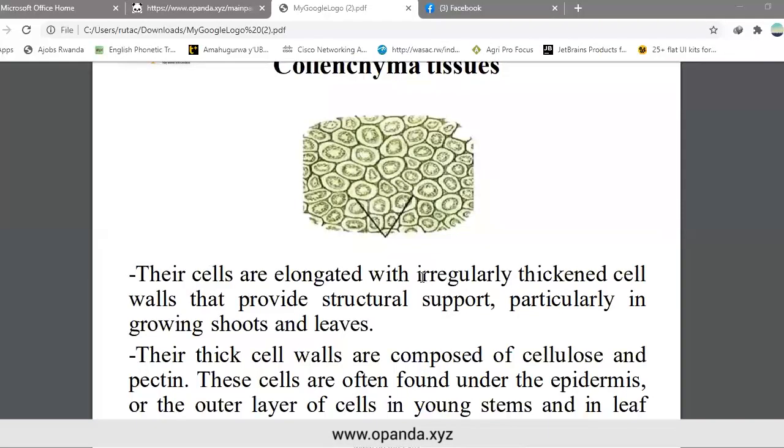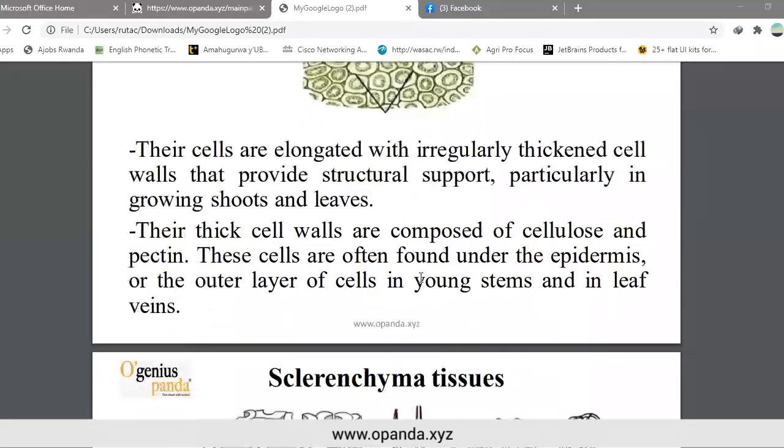Their cells are elongated with irregularly thickened cell walls that provide structural support, particularly in growing shoots and leaves. Their thick cell walls are composed of cellulose and pectin. These cells are often found under the epidermis, or the outer layer of cells, in young stems and in leaf veins.